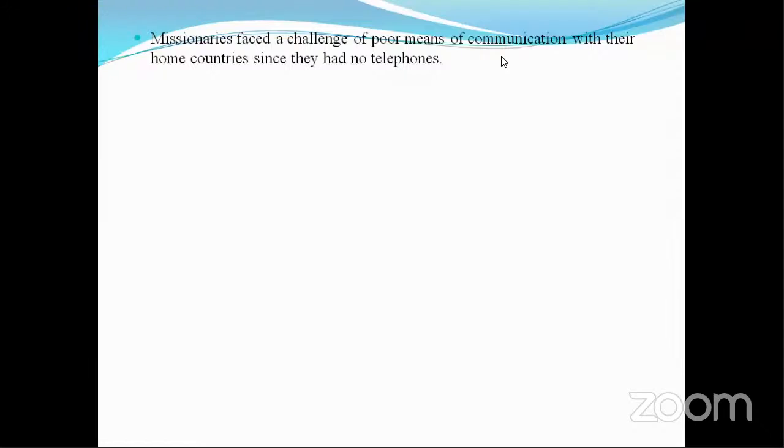They needed some drugs. They couldn't communicate easily. They could send someone there, but it took a lot of time for this person to reach the country and then come back. So the problem of communication was indeed a very big problem to the missionaries. Okay, so we have gone to this other point here.